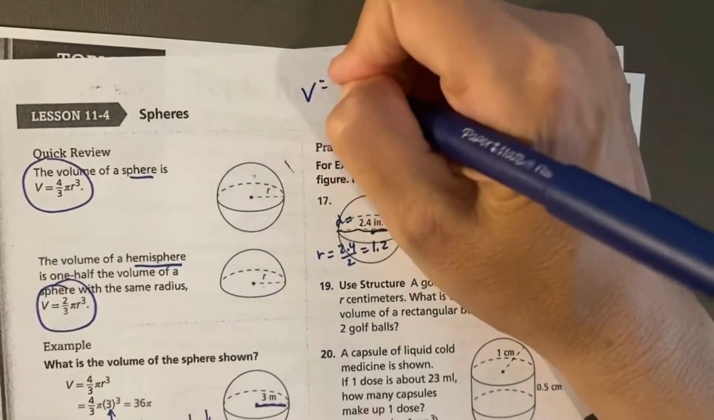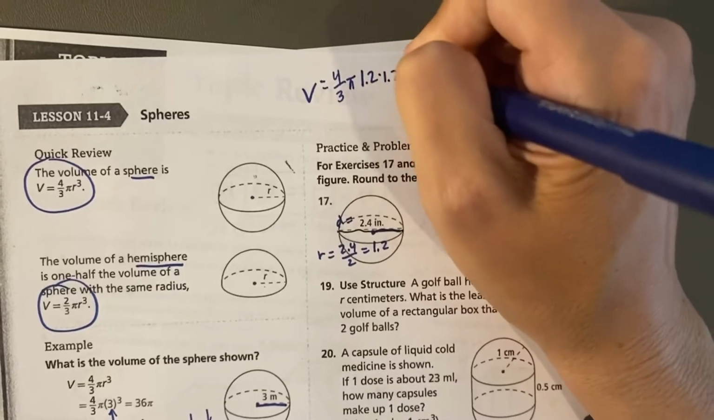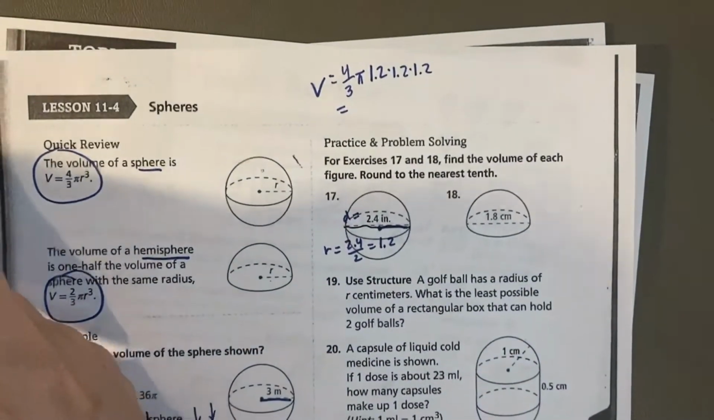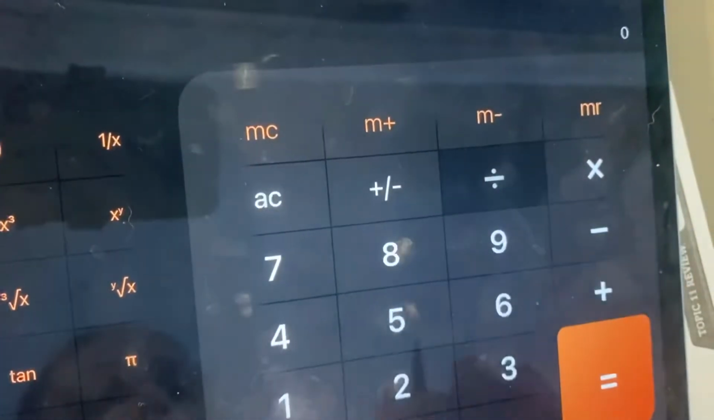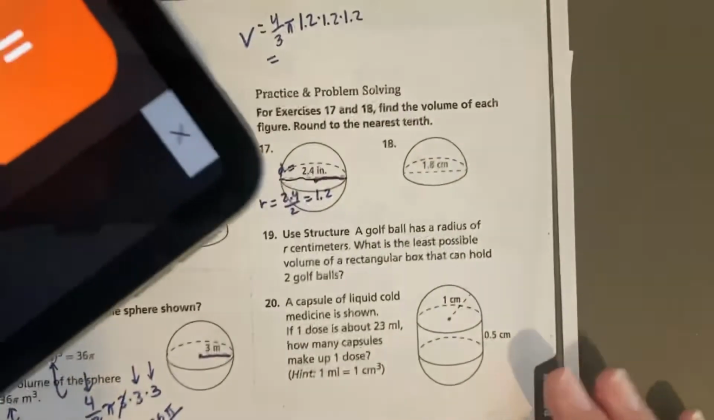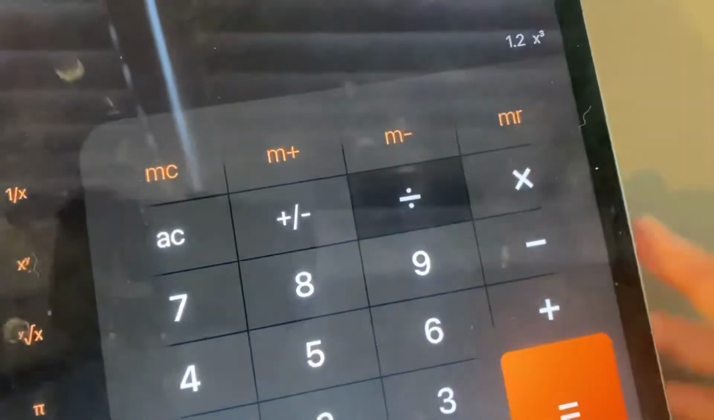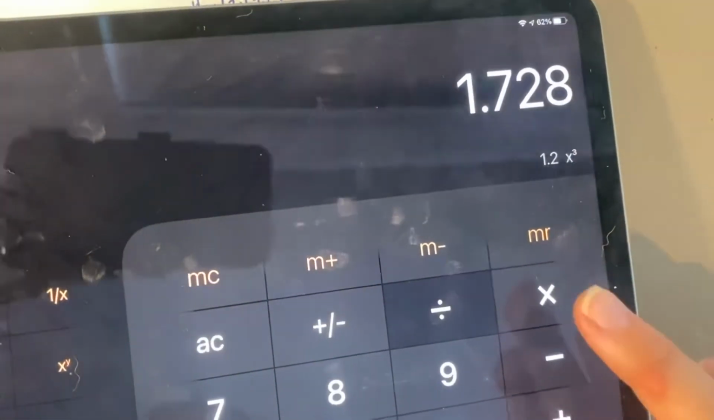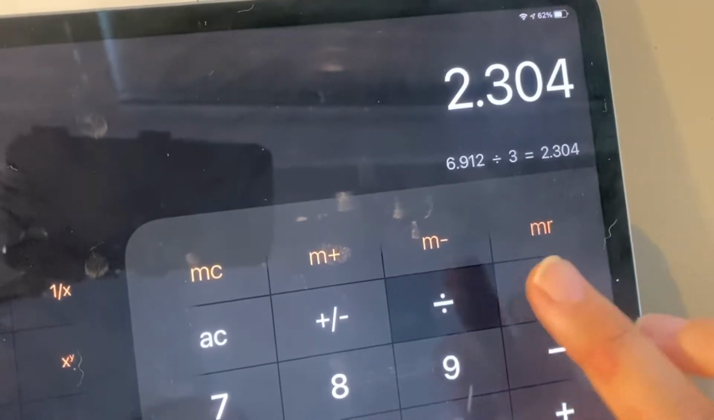So the volume would be 4/3 pi times 1.2 times 1.2 times 1.2. Now we have some shortcuts on our calculator, but it's whatever you're comfortable with. My calculator actually has a cube button. So I'm going to do 1.2 cubed. All right, 1.2 cubed is that. And then times 4, enter, divide by 3, enter, times pi, enter. There's my answer.